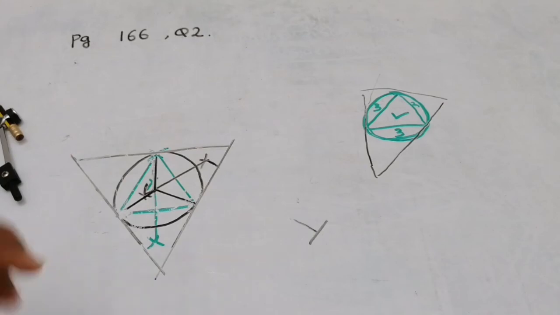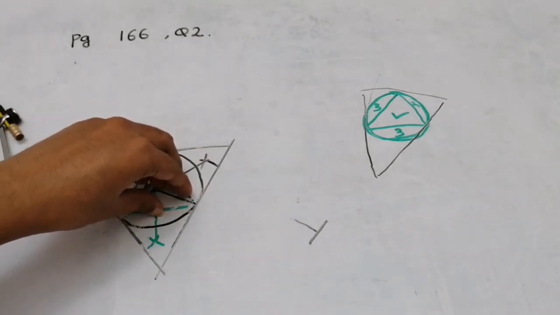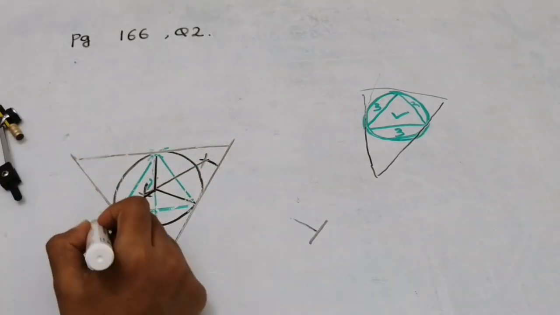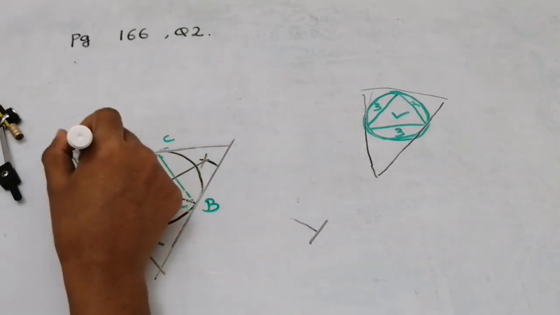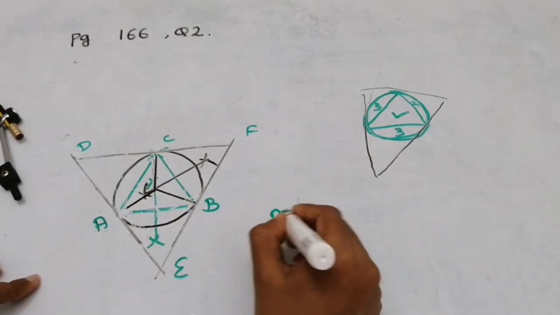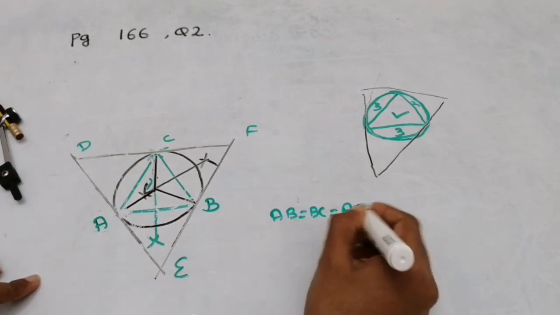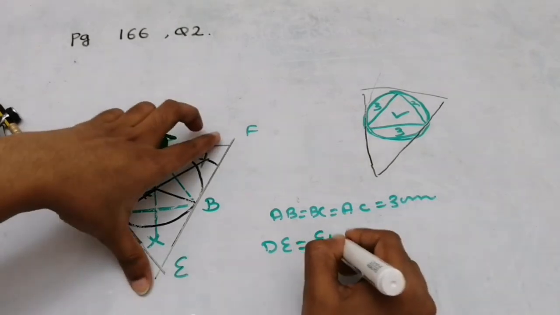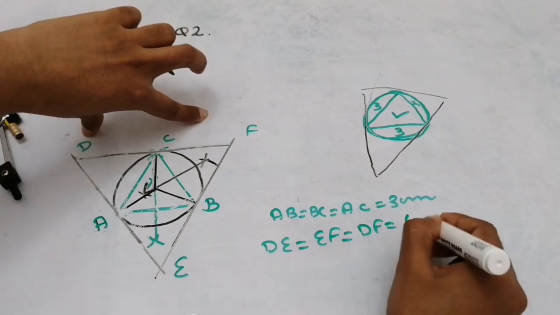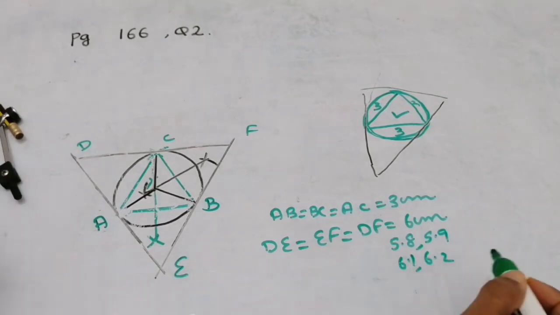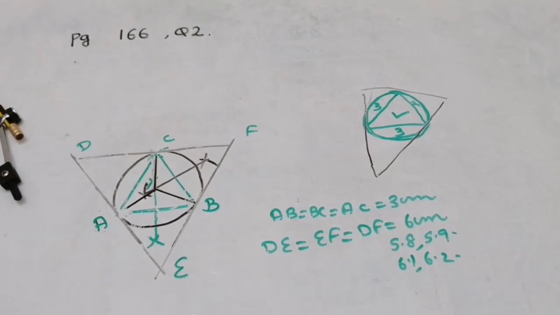Hence we got the complete figure with the inner equilateral triangle of 3 cm each, then the circumcircle, then the tangent triangle. Okay, and then you can give them names like this: A, B, C, D, E and F. So here you can see AB is equal to BC is equal to AC, suppose they are 3 cm, you will be getting DE is equal to EF is equal to DF is equal to 6 cm. If there is any small change, it doesn't make any difference. Sometimes you will be getting something like this, no problem. So this is enough for today. So thank you.